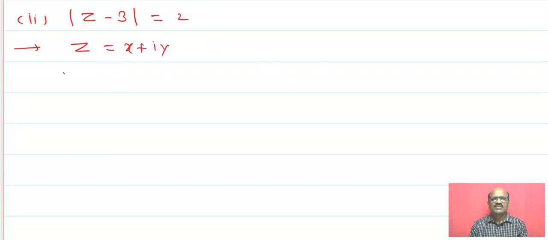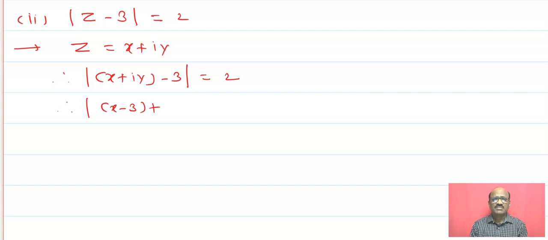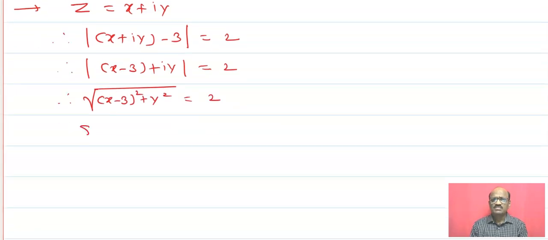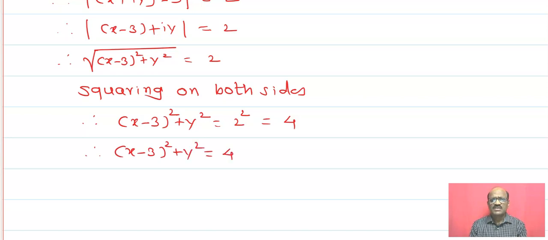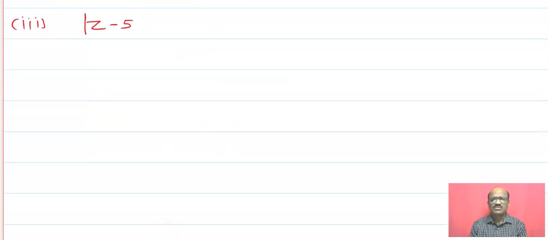Now mod of z minus 3 is equal to 2, again z is equal to x plus iy, and 3 is a real number. Now see this, very interesting here, x is the real part, therefore x minus 3 plus iy is equal to 2, therefore its value is root of x minus 3 bracket square plus y square is equal to 2. Squaring on both sides, you get the equation of the circle whose center is 3 and 0. You will learn this type of equation in the conic section and circle chapter, that is x minus 3 bracket square plus y square is equal to 4.